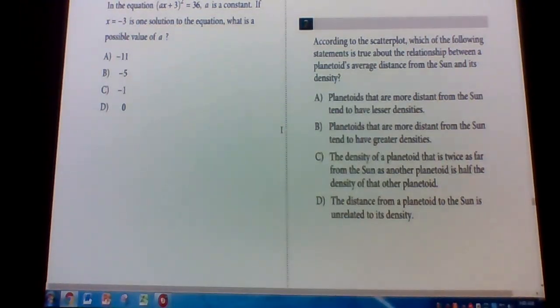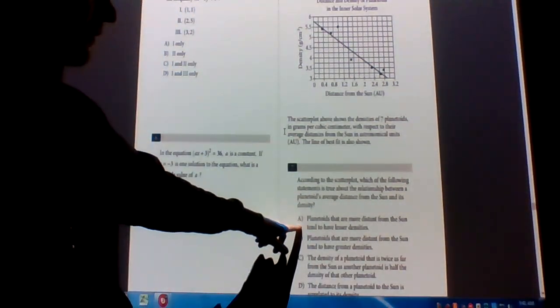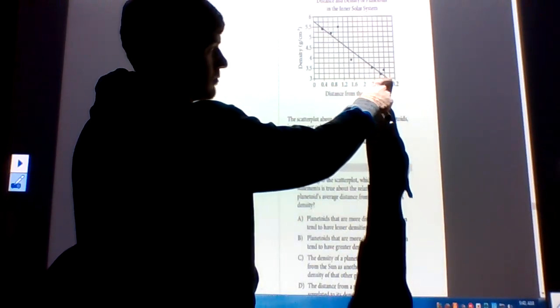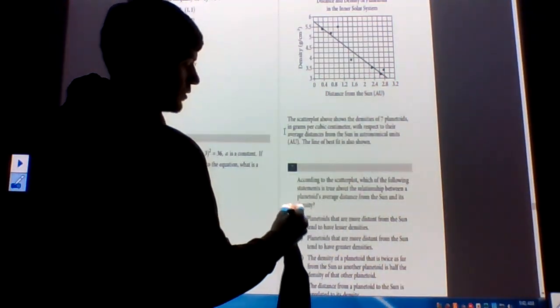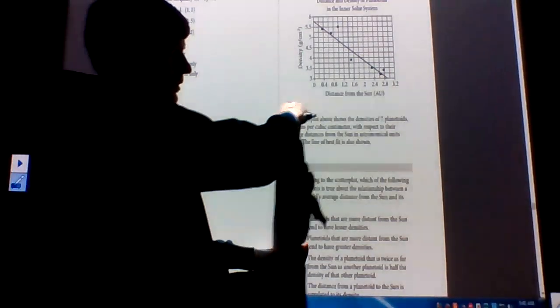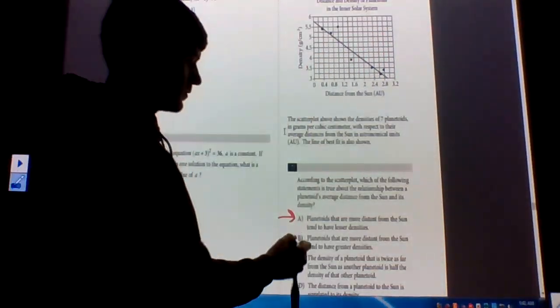So I'm going to zoom out here for us to do this one. A is saying planetoids that are more distant from the sun tend to have lesser density. So more distance from the sun, lesser densities. That looks very true. That looks like it's our answer right away. B: planetoids that have more distance from the sun have greater densities. No, that line would look like that, so it's not B.